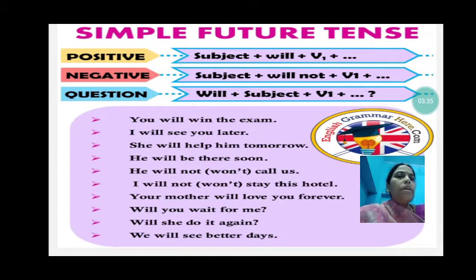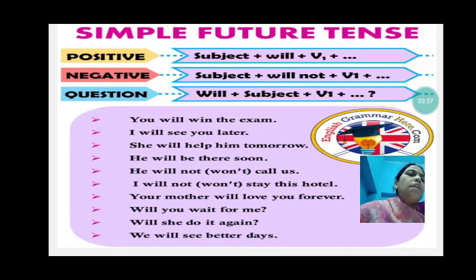So there are different examples given. You will win the exam. I will see you later. She will help him tomorrow. He will be there soon. And then see one more: your mother will love you forever. So these are the positive sentences. And the last one also: we will see better days. That is also a positive sentence.